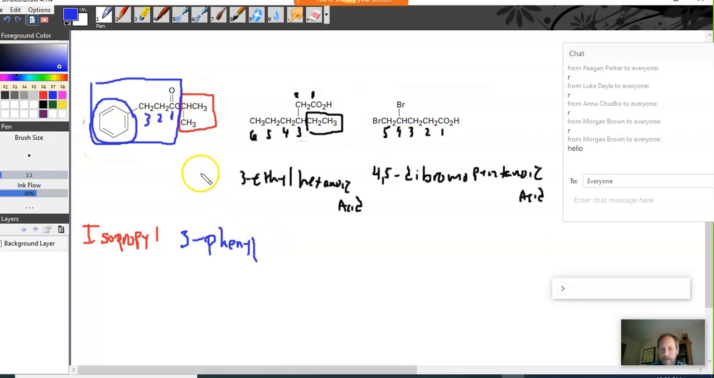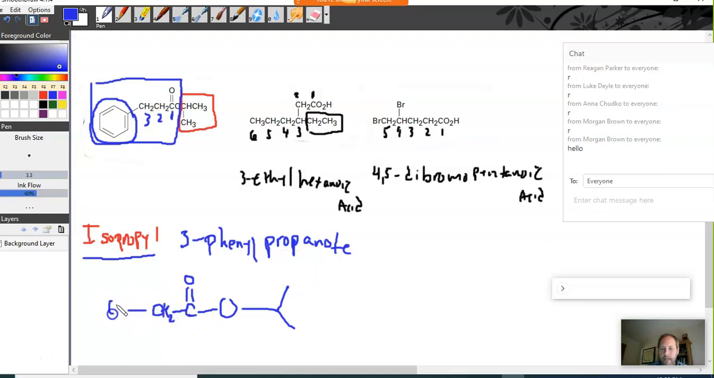I don't need that right there. So, propanoate. Isopropyl 3-phenyl propanoate. All right, so the isopropyl tells the reader there's an isopropyl group attached to the oxygen. So you have the oxygen and then you have the isopropyl group. And then you have three carbons because it's prop. So 1, 2, 3. And then off of the third, you have a phenyl ring. All right, does that make sense?